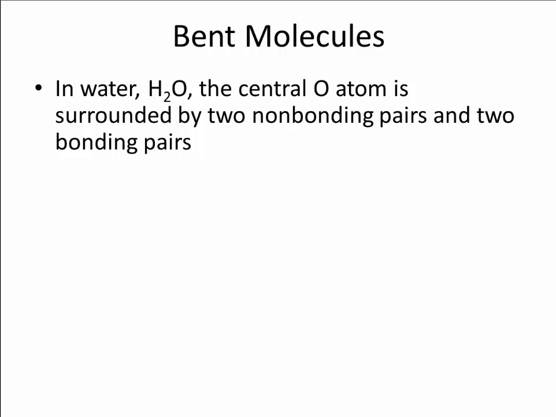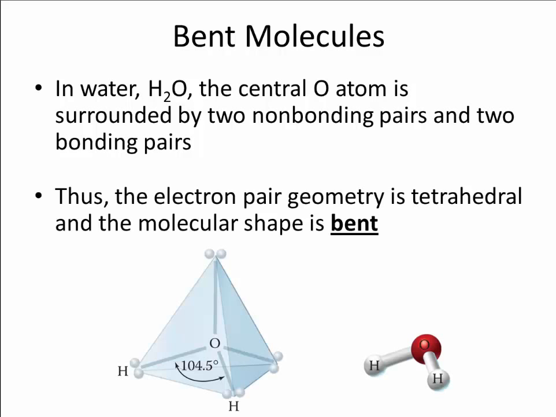In water, the central oxygen atom is surrounded by 2 non-bonding pairs and 2 bonding pairs then. And the electron pair geometry is again tetrahedral, but 2 of the pairs are non-bonding, and so the molecular shape itself is bent. Notice the angle between the electrons, the bond between hydrogen and oxygen, is 104.5 degrees.